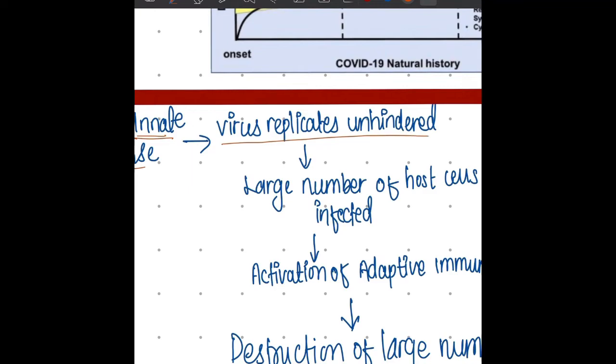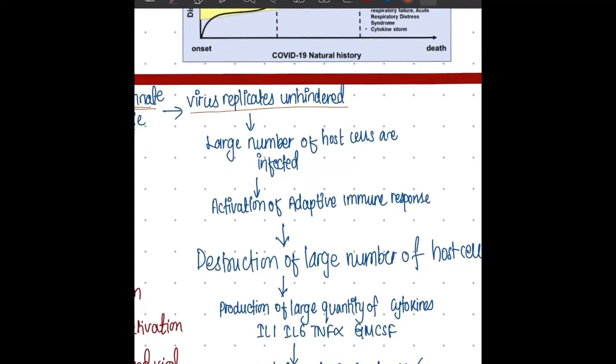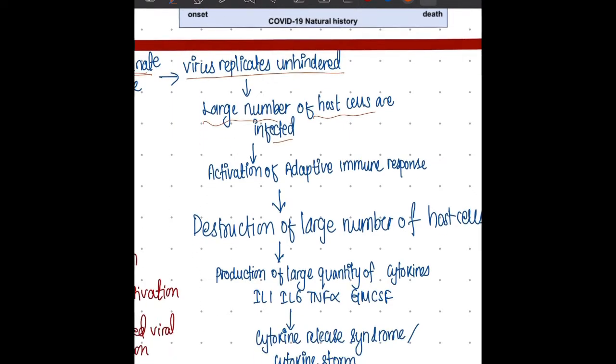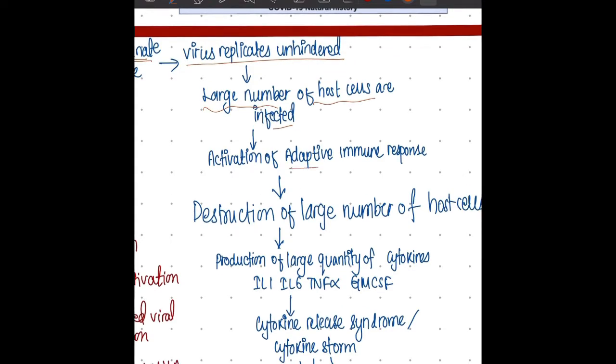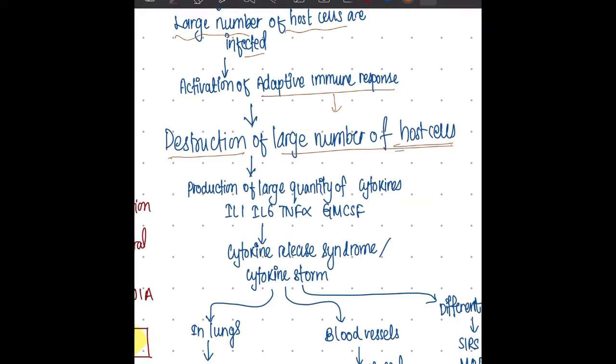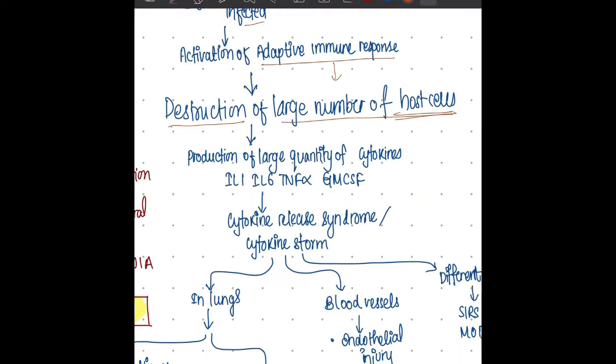So the virus replicates unhindered. When the virus replicates unhindered, a large number of host cells are infected. Whenever a large number of host cells are infected, eventually the virus is going to get detected by the adaptive immune response. And then later on, when the adaptive immune response mounts a response against the virus, of course there is going to be clearance of the virus, but that clearance will cause destruction of a large number of host cells. Why? Because the virus has already infected a large number of host cells, and in effort to clear the virus, you also have to cause damage to those host cells. So whenever there is damage to a large number of host cells, what is going to happen?